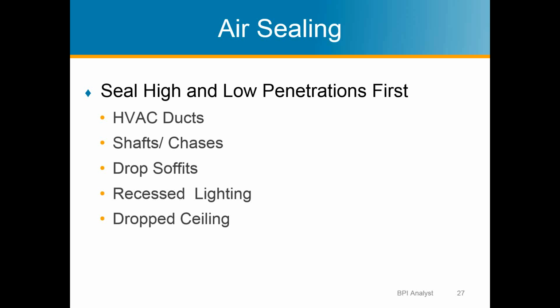Yeah, it all depends. But again, don't forget your HVAC ducts. That is part of the envelope, so sealing those helps reduce air leaks. The blower door, which we'll talk about later, also measures leakage out of the ducts because we don't seal them off when we do it. Shafts and chases, drop soffits, recessed lighting, drop ceilings, all those things should be air sealed well and are kind of common areas that are not air sealed well.